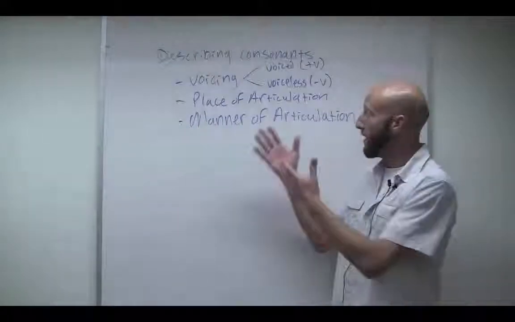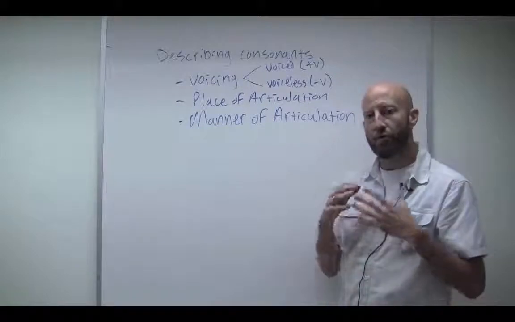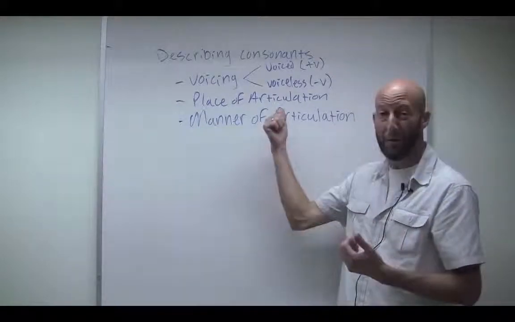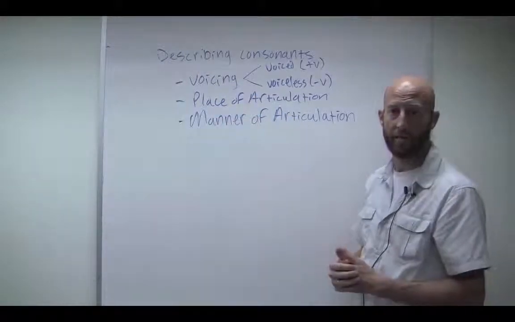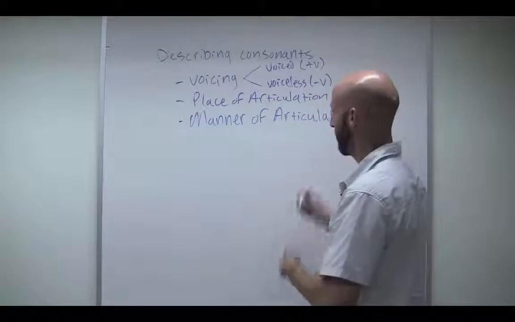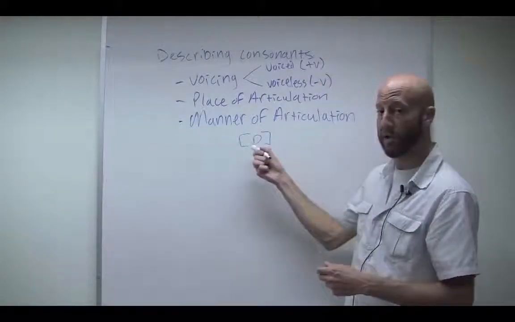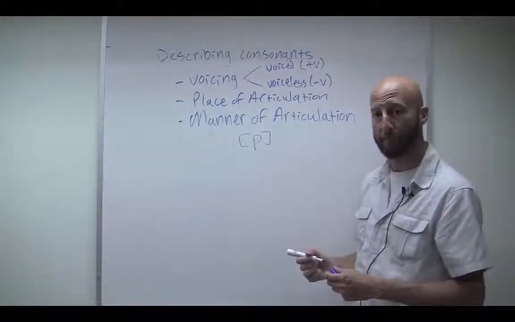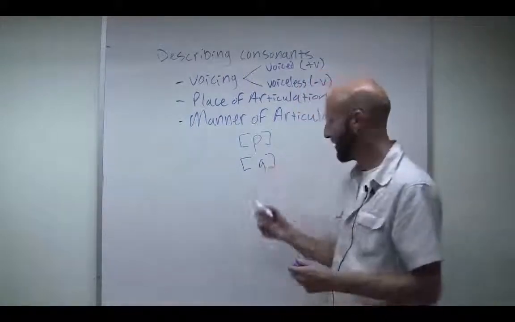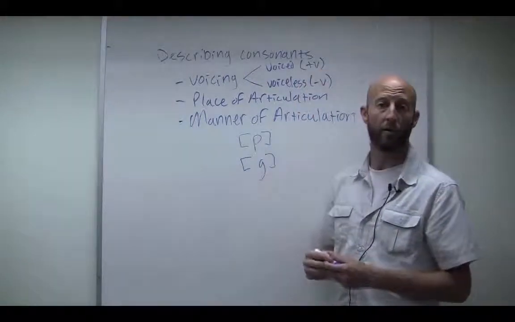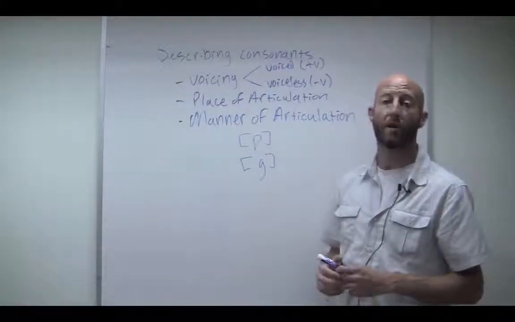Okay, so we've covered these three criteria when linguists are describing consonant sounds. And when linguists do talk about consonant sounds, they talk about them in this order. First voicing, then place, and then manner of articulation. So for example, this sound, p, is a voiceless bilabial stop. Whereas this is a voiced velar stop. So in that order is always how linguists describe consonant sounds.